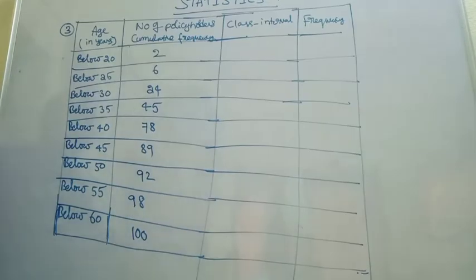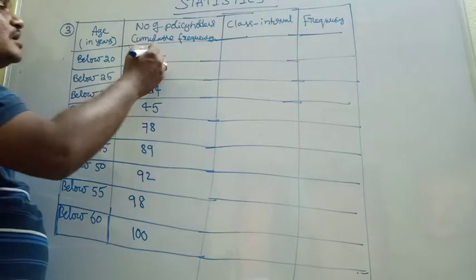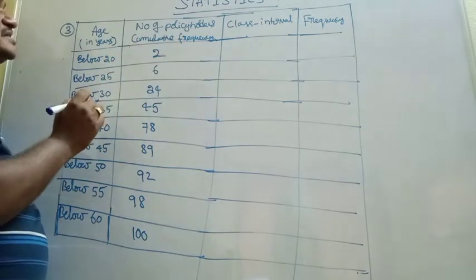Now we have the third problem, my dear students. They have given that a life insurance agent found the following data about the distribution of ages of 100 policy holders. Calculate the median age. Policies are given only to persons having age 18 years onwards, but less than 60 years. Below 20 years there are 2 policy holders.